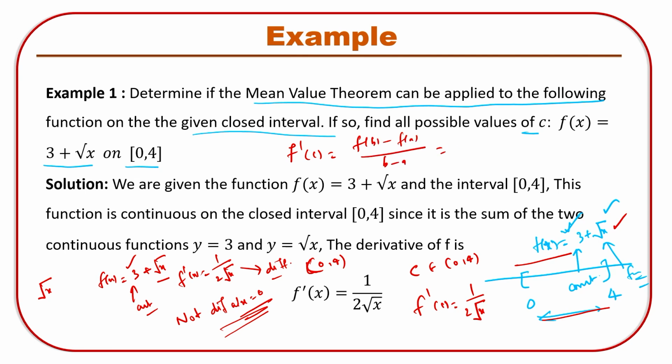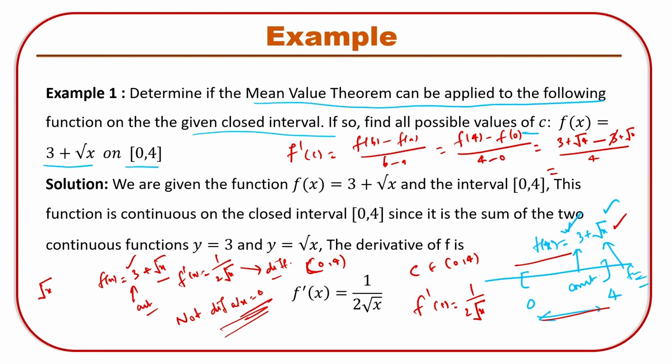And what will be the value of f(b)? Here b is 4, so f(4) minus f(a), which is f(0), divided by 4 minus 0. So f(4) has the value 3 plus root 4, and this is minus f(0), which is 3 plus root 0, divided by 4.